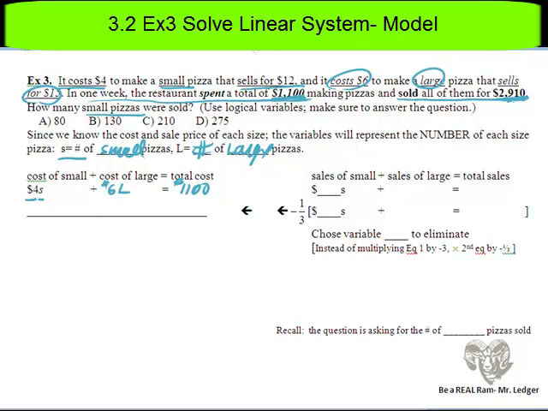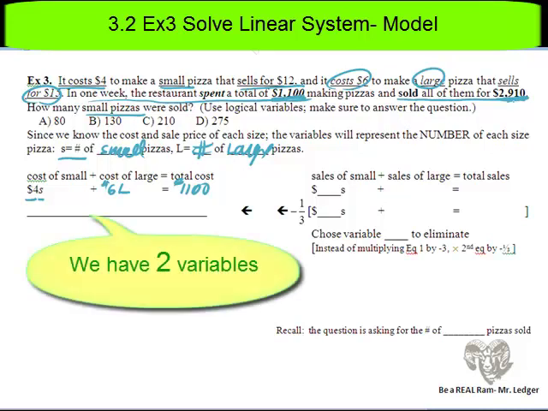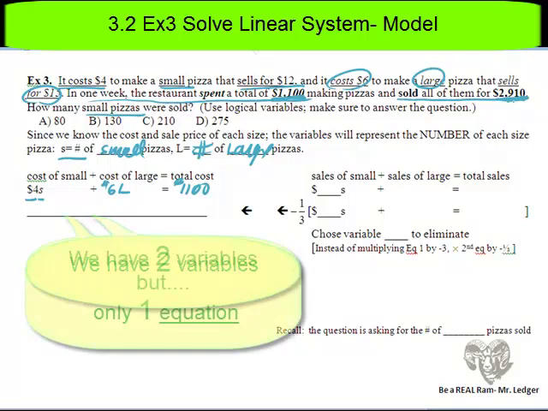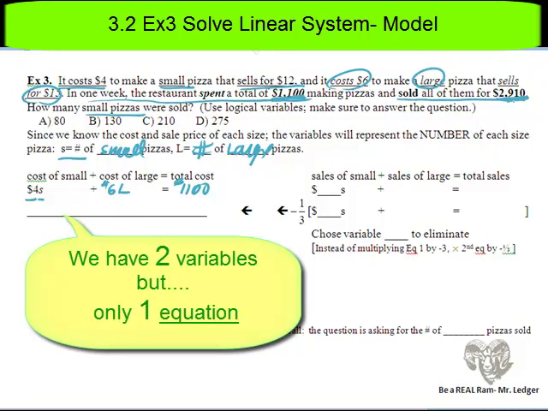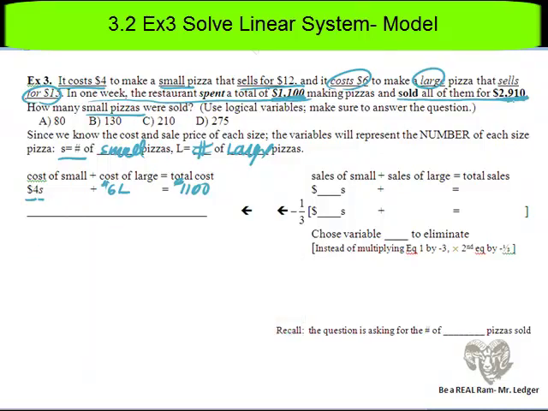Before we go any further, how many variables do you have? How many equations do we have so far? We only have one. Can you solve a system with only one equation? No. If you have 2 variables, you have to have how many equations? 2. When we get to 3 variables like x, y, and z, how many equations are we going to require? 3, you got it.